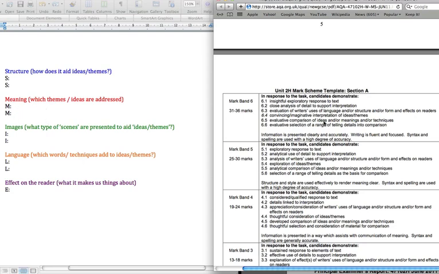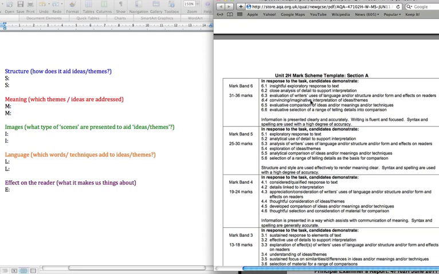Evaluative comparison of ideas and or meanings and or techniques. So we look at the language techniques used and we look at the ideas and we compare them across a poem. So again, SMILE helps you do that. Evaluative selection of range of telling details in comparison. That's down to your skill at picking up the most useful things, but obviously picking out 15 for a poem is going to put you in good stead. So I hope that shows the relevance of SMILE to section A.